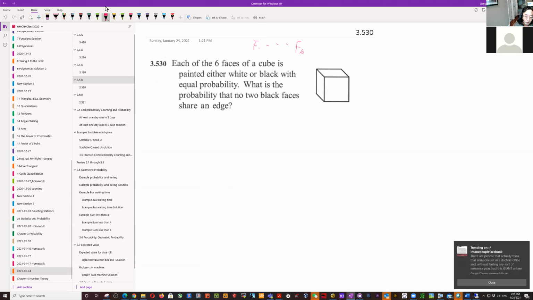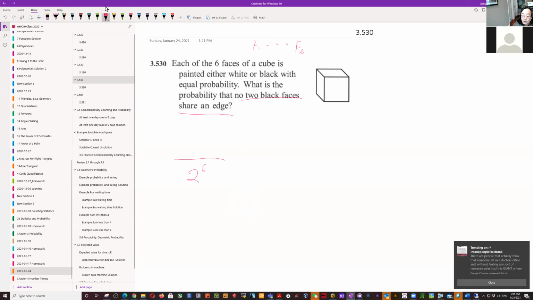So the data structure is like a hexatuple, made up of 2 letters. You are free to choose 2 letters, either black or white. Because you have 6 positions, and in each position you are free to choose 2 colors, the denominator is going to be 2 to the 6th power. And then we see what is favorable: no 2 black faces share an edge.